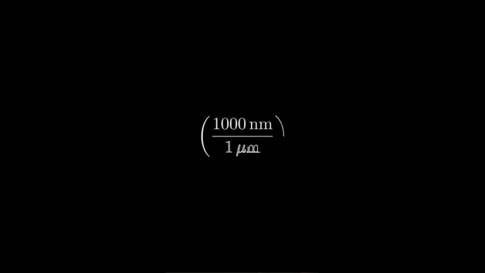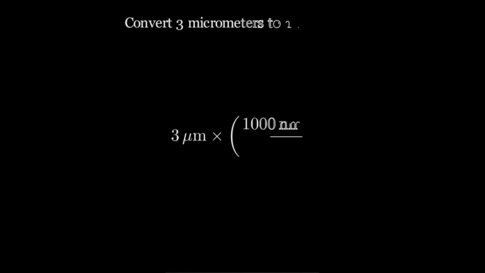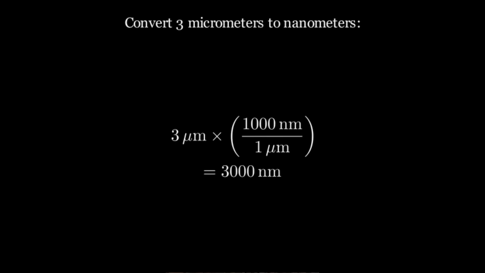There are 1000 nanometers in 1 micrometer. So we use this conversion factor. Convert 3 micrometers to nanometers. The answer is 3000 nanometers.